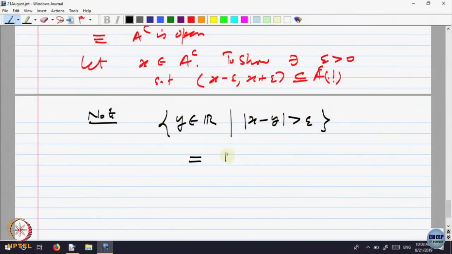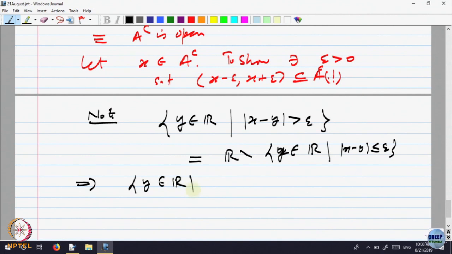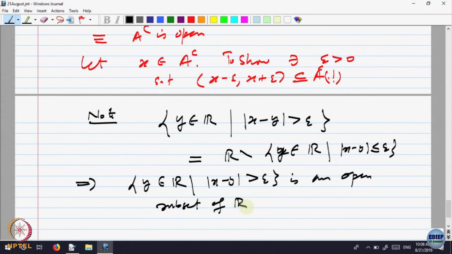Okay. So, this set is equal to R minus {y belonging to R such that |x minus y| is less than or equal to epsilon}. That is a closed set, right. So, that implies that {y belonging to R such that |x minus y| is bigger than epsilon} is an open subset, a general fact. It is an open subset.